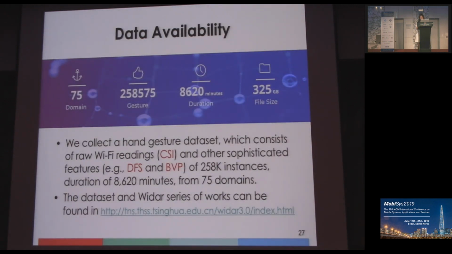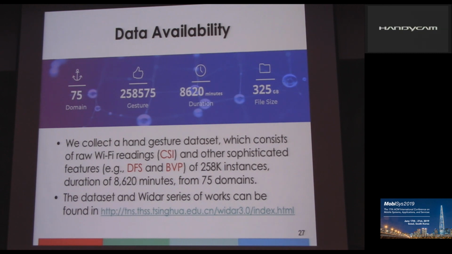The hand gesture dataset and the Widar series of works can be found on our website. The dataset consists of raw Wi-Fi readings and other features such as DFS and BVP. It can be used directly to test and compare the accuracy, efficiency, and generalization ability of various hand gesture recognition algorithms.